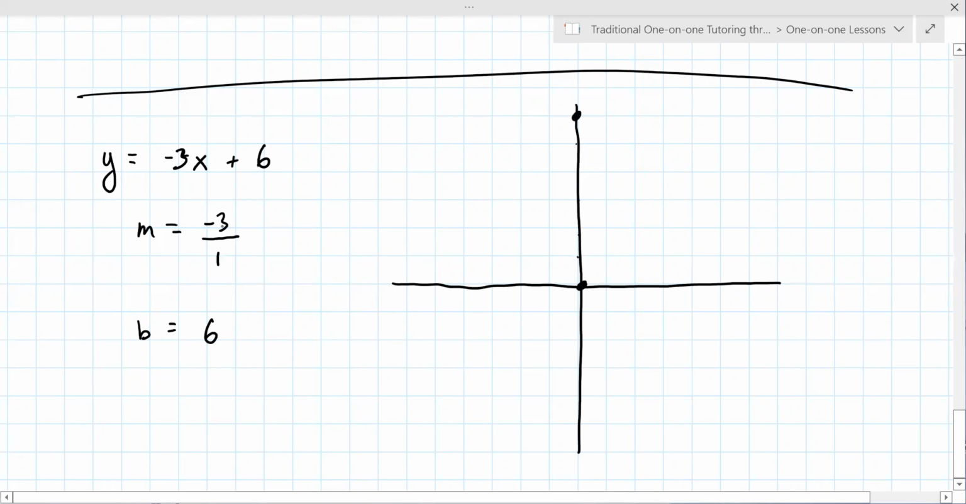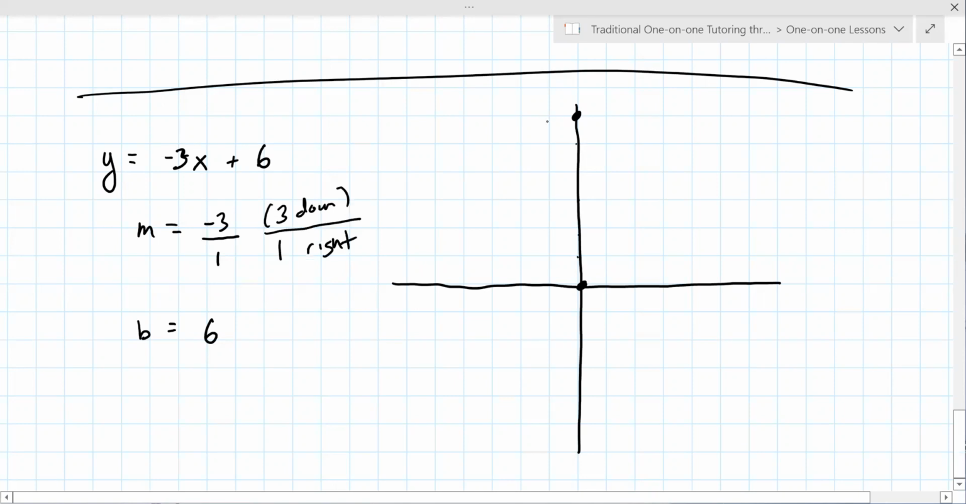Now the slope is -3/1. Is that 3 up or 3 down? 3 up. But it's negative. It's -3, so it's going down. 3 down, because it's negative. It's always to the right.